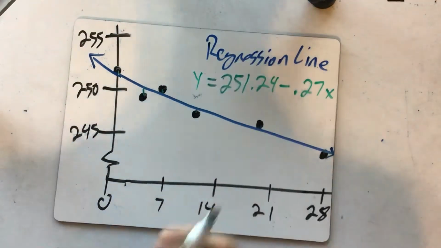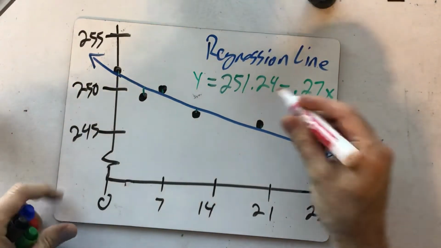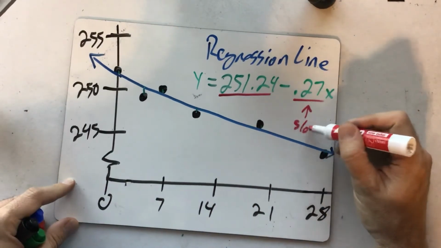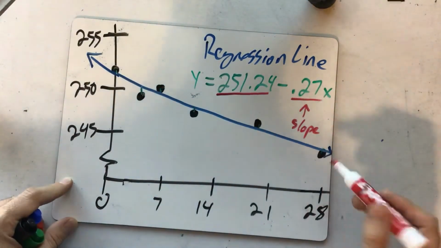What is this line telling us? Well, what you'll notice is there are two parts to the line. The first part is this, and the second part is this. Notice this is the slope of the line. And if you remember back from algebra class, slope just tells us how steeply the line goes down.